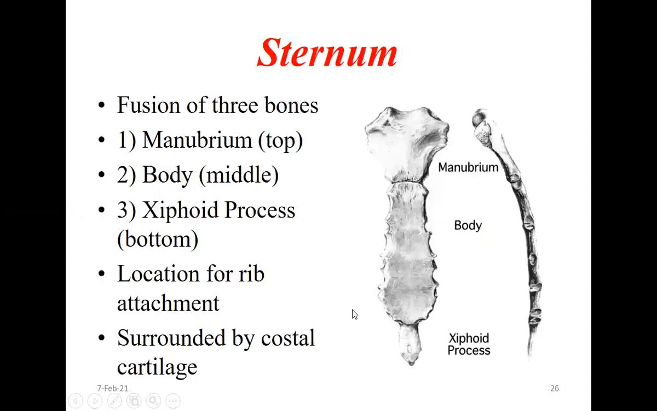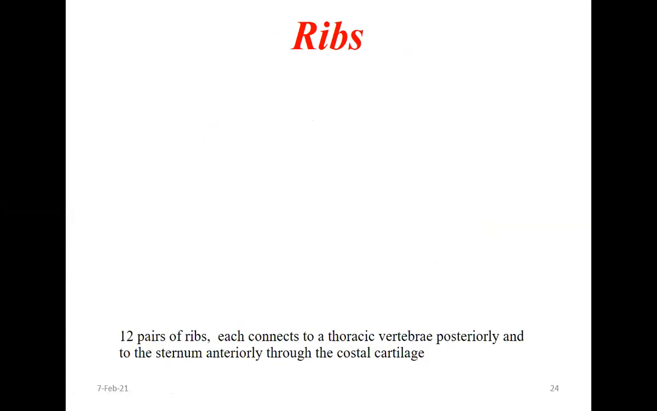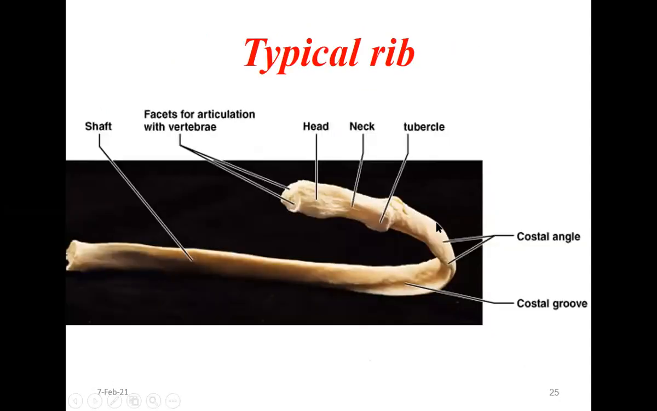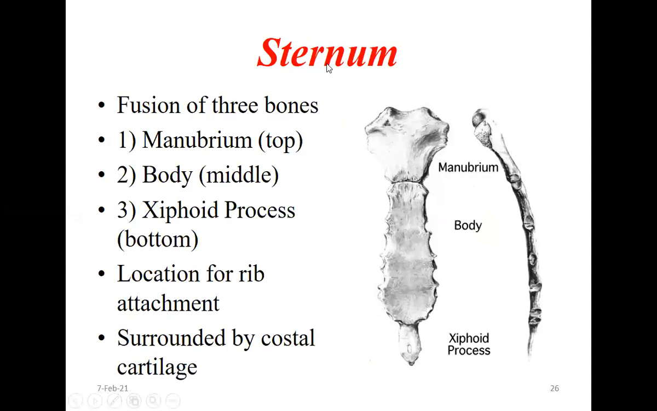Okay, now coming to the sternum. Where is the sternum? As we saw before, this is the sternum. This one is the sternum, the most anterior bone which is present in the front. So this sternum is made up of a fusion of three bones actually. The upper part is called the manubrium sterni. The top is called the manubrium. The middle part is called the body, and the lower part is called the xiphoid process.